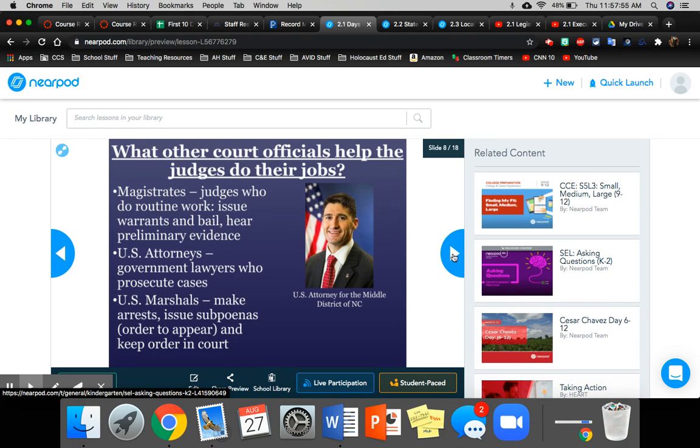You've got U.S. attorneys. These are lawyers that work on behalf of the government, and they prosecute cases. These will also be known as prosecutors, U.S. prosecutors. Then you've got U.S. marshals. These are the people who make arrests on behalf of the federal government and issue subpoenas, which are documents that say you are ordered to appear in court.